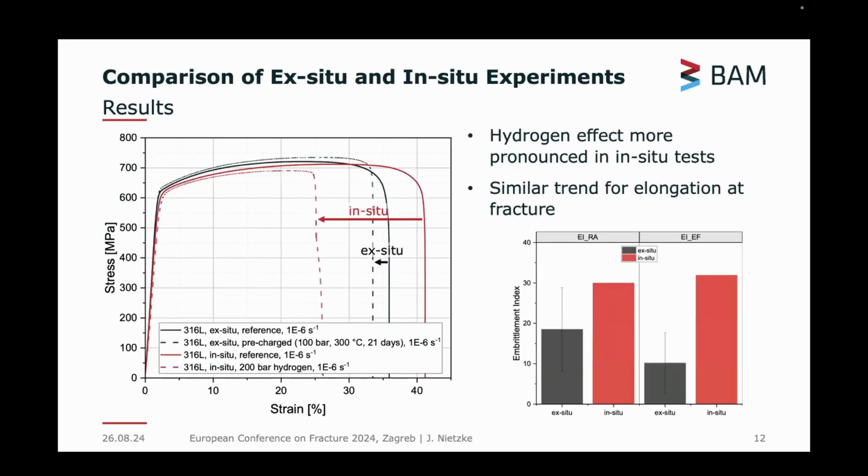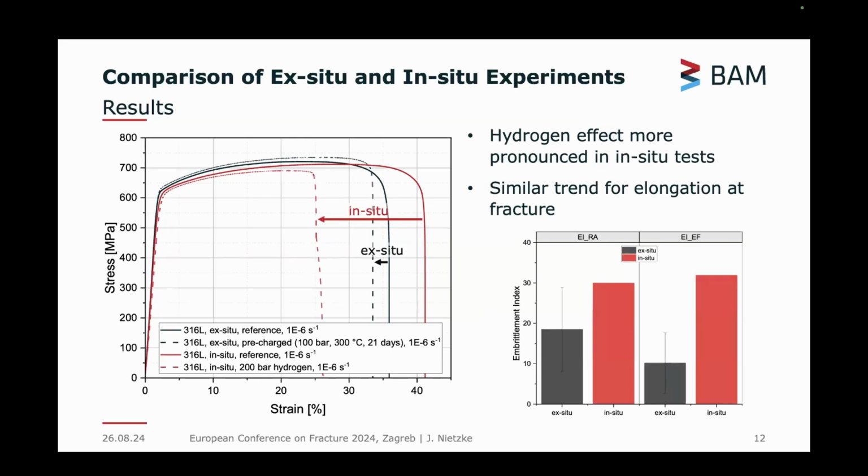So what we can see here is in black the ex situ tests, in red the in situ tests. And we clearly see that there is definitely a difference. The ex situ test in this case shows an impact of the hydrogen, but it's not that big, while the in situ tests show much more effect of hydrogen.